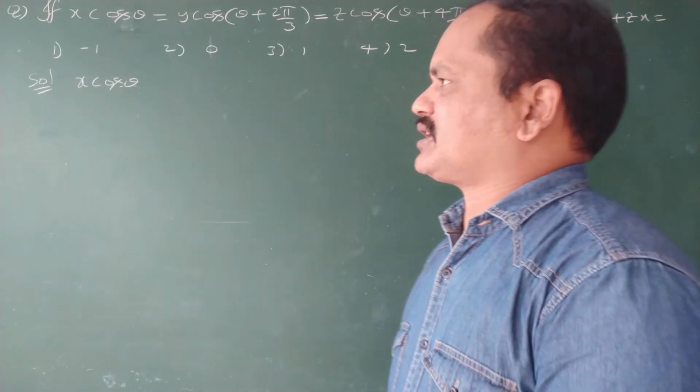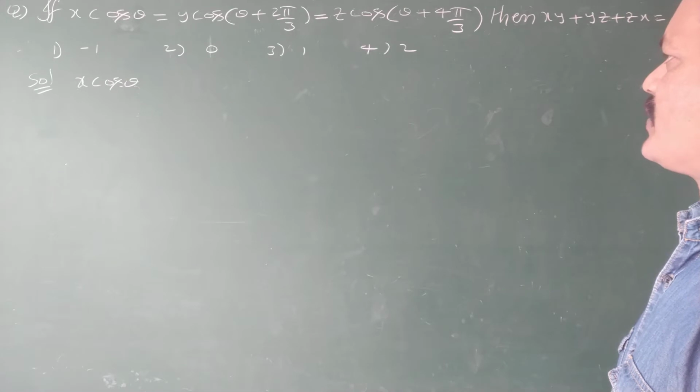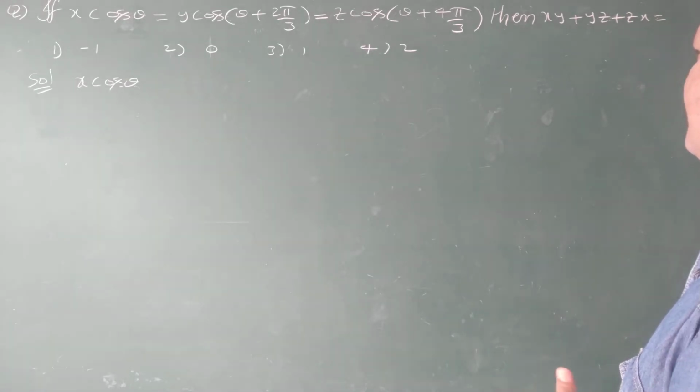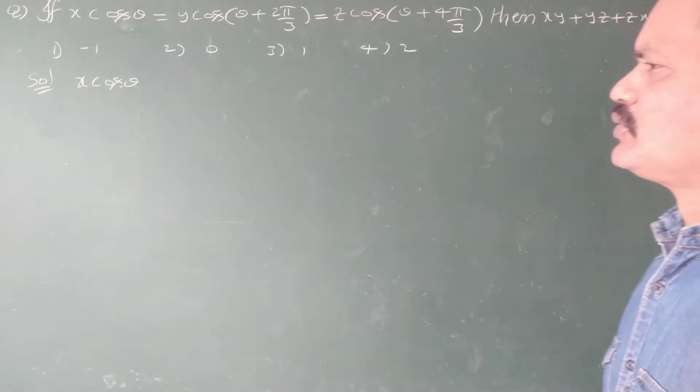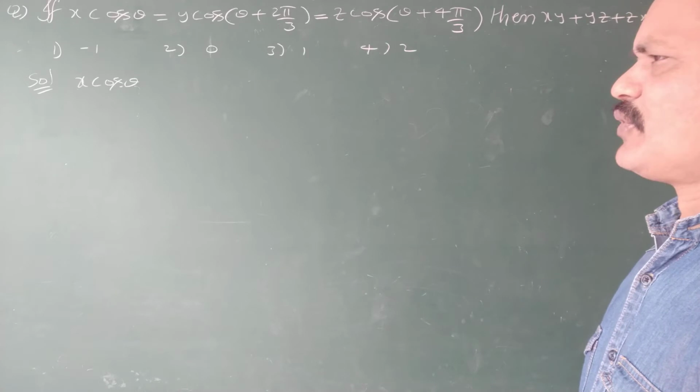Now, the first question: if x cos theta is equal to y cos (theta plus 2 pi by 3) is equal to z cos (theta plus 4 pi by 3), then xy plus yz plus zx is equal to: first option -1, second option 0, third option 1, and fourth option 2.